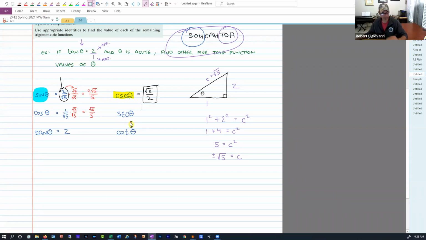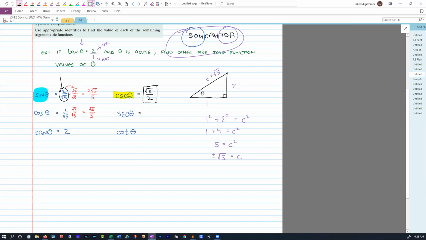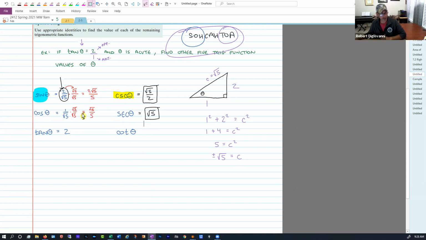Secant theta. What would this one be? Would it be square root of 5? Yep, just square root of 5. And that's it, right? Because it's actually square root of 5 over 1 because we flip it, right? All right, you got this, Quinn. How about the last one?